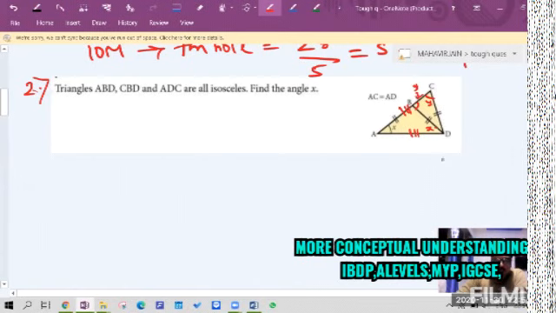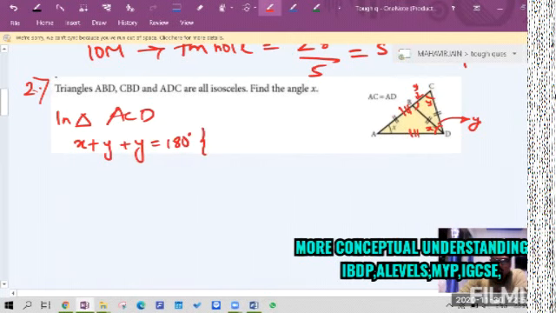Do you understand this? Okay, fine. So what I can see is, in triangle ACD, I have x plus y, and then the whole of this angle is also y, right? Plus y is equal to 180, right? Why are these two angles y? Because this is an isosceles triangle. So that's the first equation that you get.